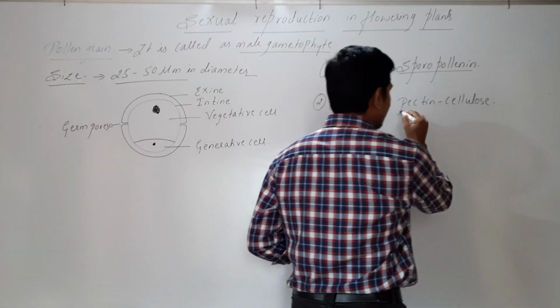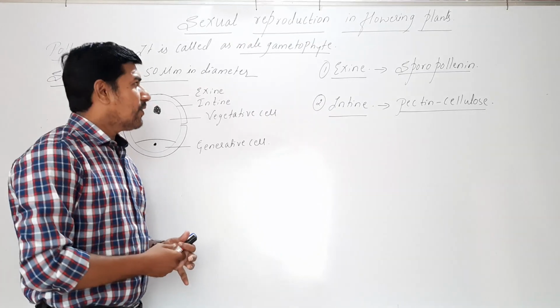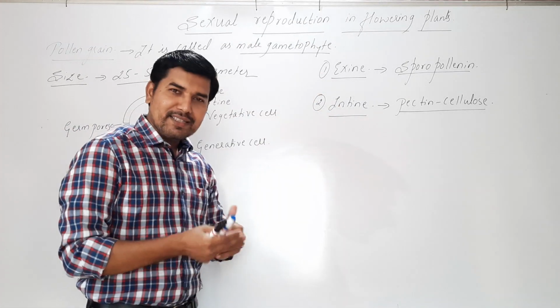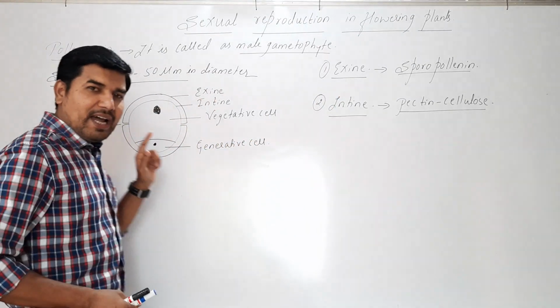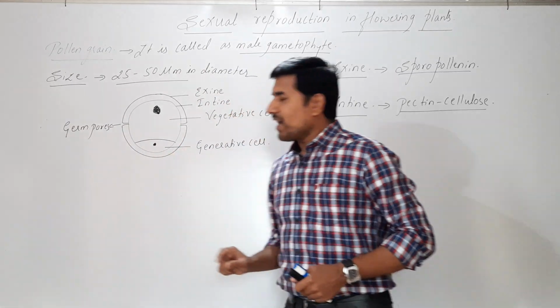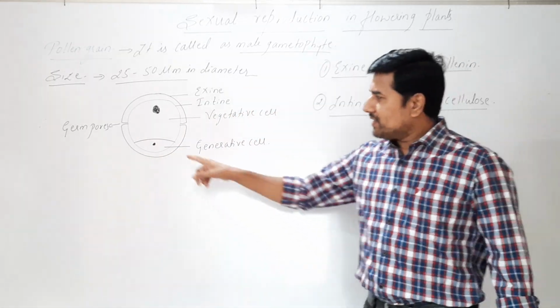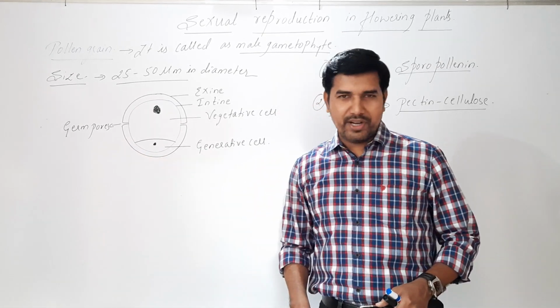Pectin and cellulose. So it is composed of pectocellulose. Then the inner layer is continuous, while the exine is discontinuous. The discontinuous part is called the germ pore, and at the region of the germ pore, the sporopollenin is absent, and these germ pores help in germination of the pollen tube through it.